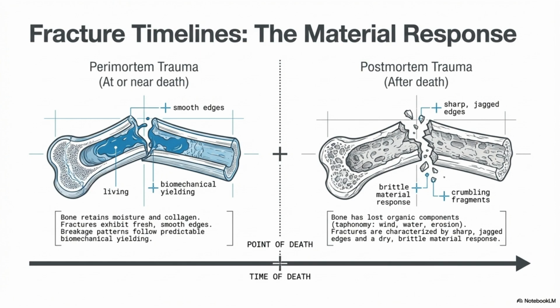Fracture timelines distinguish between perimortem and postmortem trauma. Perimortem fractures occur near death and exhibit smooth edges due to the bone's moisture. Postmortem fractures occur after death, presenting sharp, jagged edges due to the bone's dry, brittle nature.